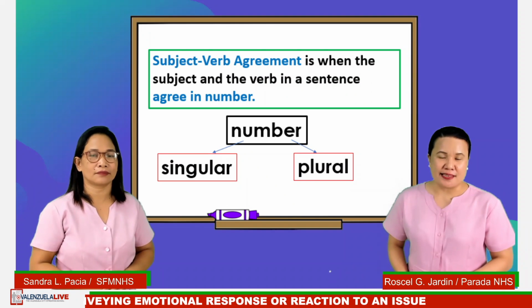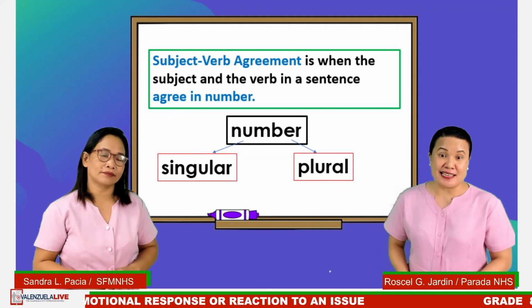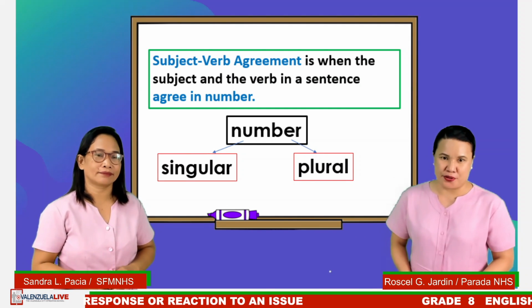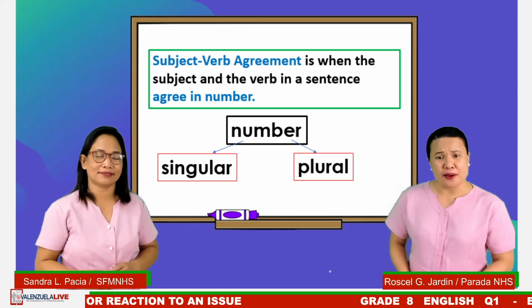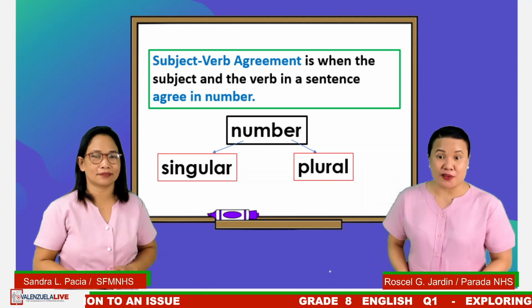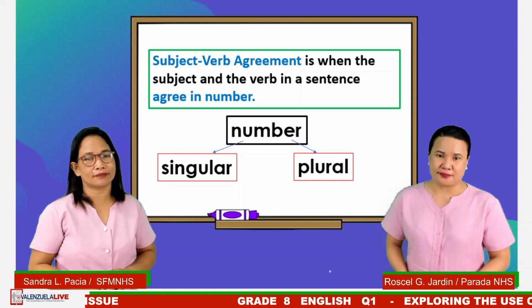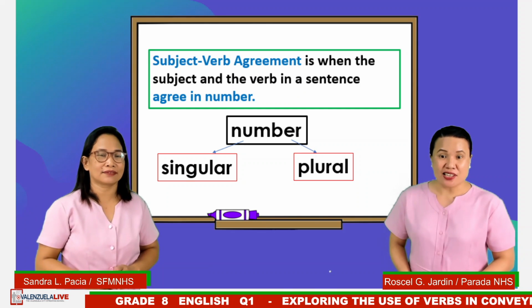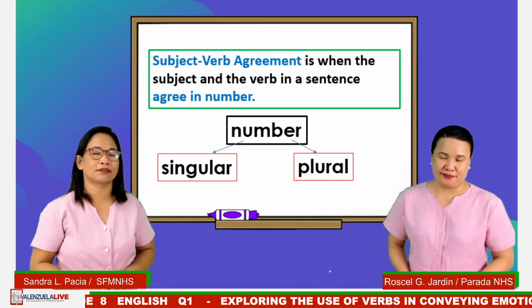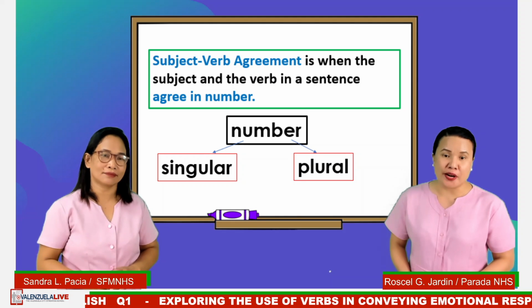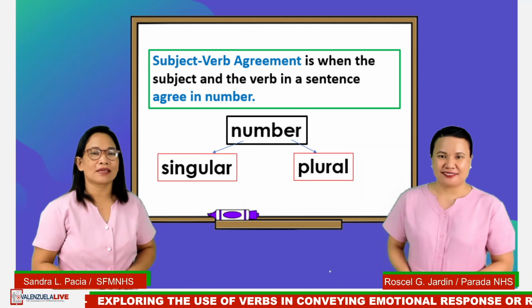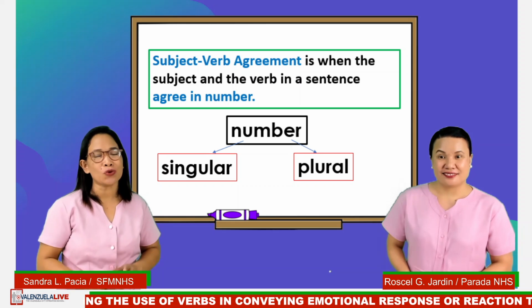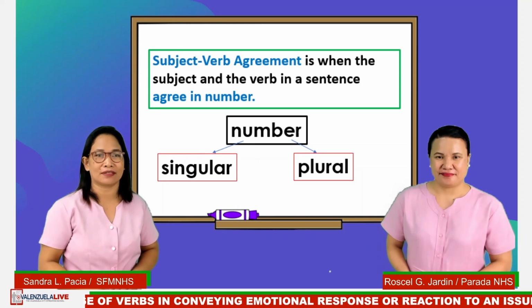Subject-verb agreement is when the subject and the verb in a sentence agree in number. The term number indicates whether a noun is singular or plural. It is also applied to verbs. Singular indicates one. Plural indicates more than one. Let us now find out the rules in subject-verb agreement.